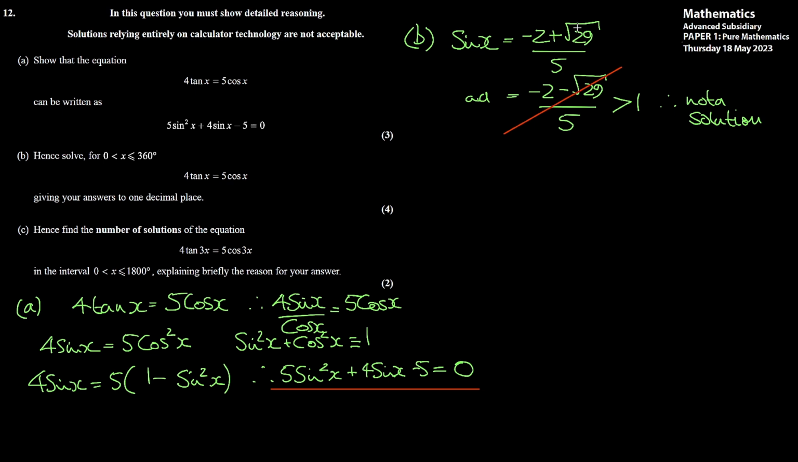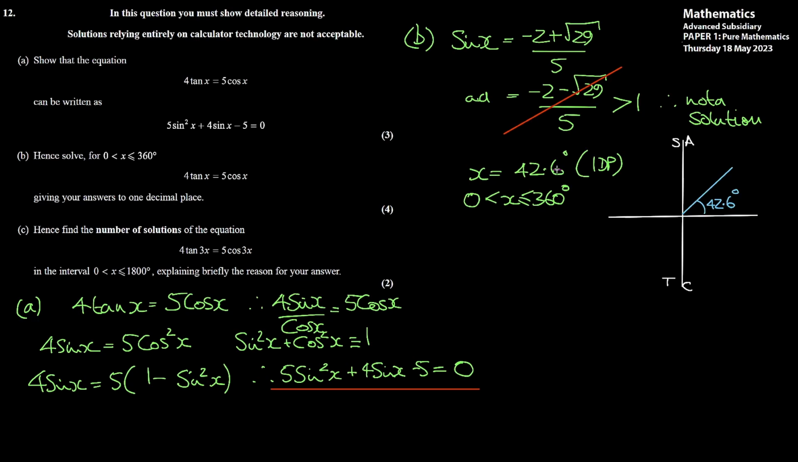Working on the first answer, if you look this up on a calculator, you get that x is equal to 42.6 degrees, 1 dp. That's the first solution. Here is the CAST diagram, and we've been asked for the solution between 0 and 360 degrees. Well, these two quadrants will be out because sine is negative. The only other quadrant where sine is positive is the second quadrant here. There's the second solution, with this again as 42.6.